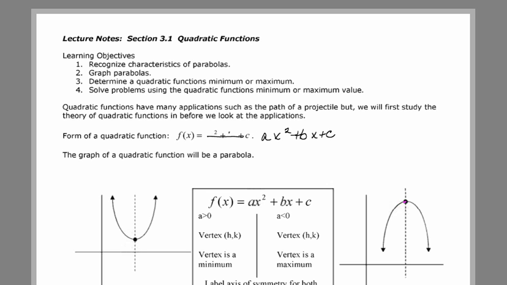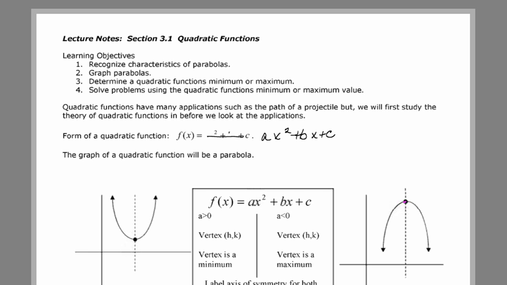Okay, let's look at 3.1, quadratic functions. You should have some experience with working with quadratic equations and maybe even quadratic functions. Actually, you do. In the previous section, we graphed some quadratic functions when we did some shifting and reflecting of that basic shape x squared, that was a parabola. So we'll look more in detail at these quadratic functions.